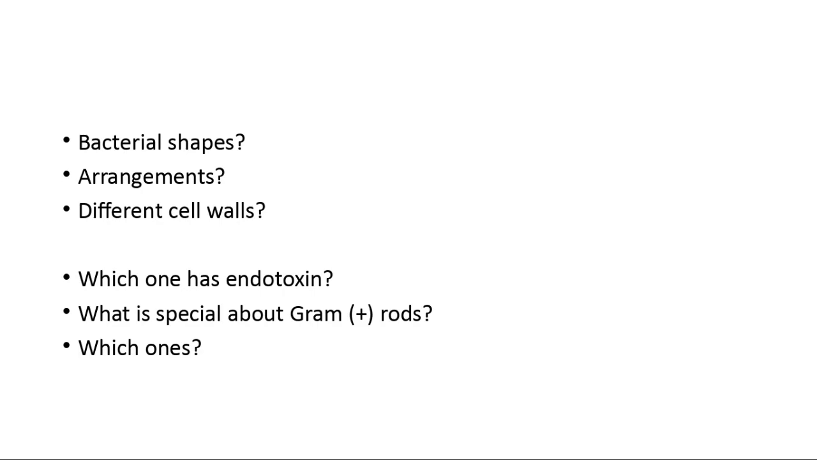And it's the gram-negatives that have the endotoxin, that lipopolysaccharide or lipid A portion of their membrane, which is toxic, but remember, it's not very toxic. The LD50 is high, which means you need a lot of it to really be toxic, so it's not very toxic. And gram-positive rods, what do they produce that's special?